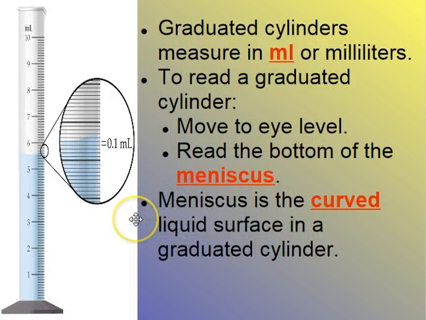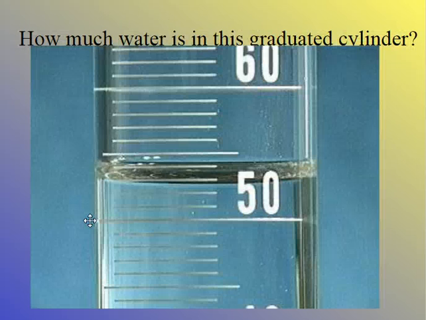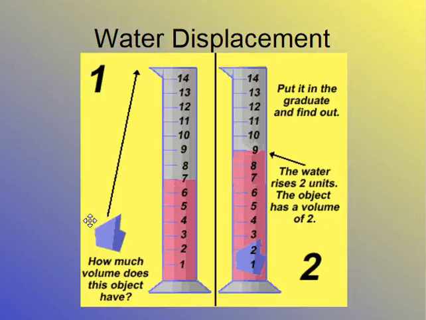And the reason for that, here, let's go back to this slide. You can see where the bottom of the curve is and you can see where the top of the curve is. Notice there's a bunch of air space in between there. So by measuring from the bottom of the meniscus, your numbers are just much more accurate than if you read from the top of the graduated cylinder.